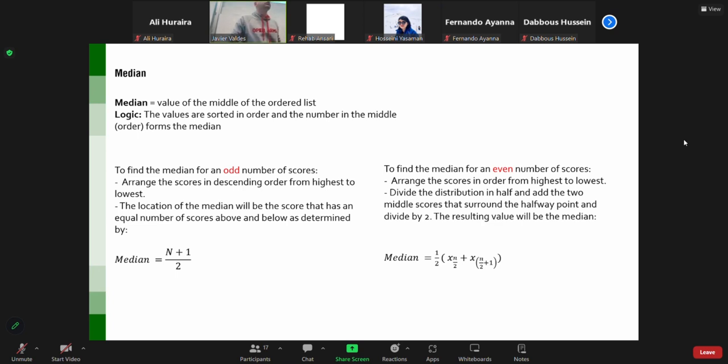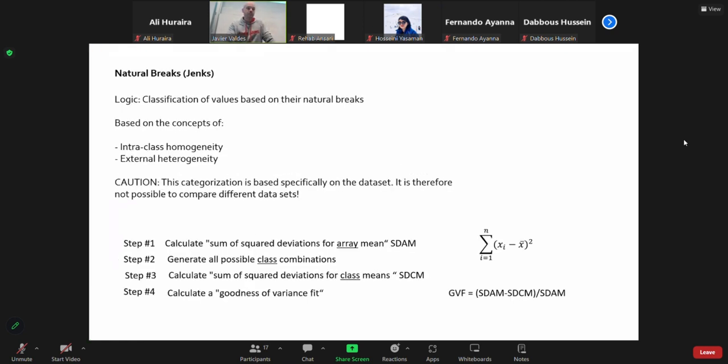Everything fine? Well, now the interesting thing, the natural breaks by Jenks. Let's look into the natural breaks by Jenks. The logic is based on the classification of values based on natural breaks, based on the concept of intra-class homogeneity, how homogeneous are the objects that are inside that class, and external heterogeneity, how different are objects belonging to two different classes. Do you follow?